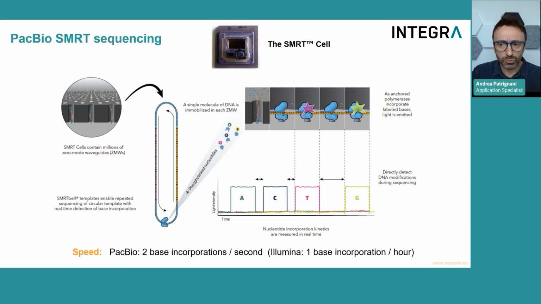SMRT sequencing captures movies of an engineered polymerase, which currently operates at a speed of 2 nucleotides per second, significantly faster than any short-read sequencer like Illumina, which performs 1 base incorporation per hour.